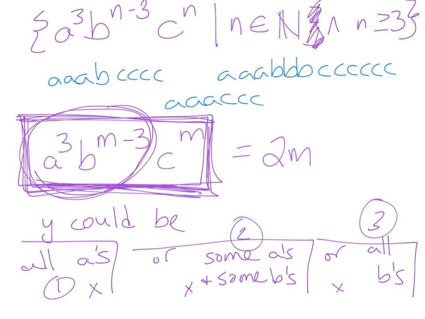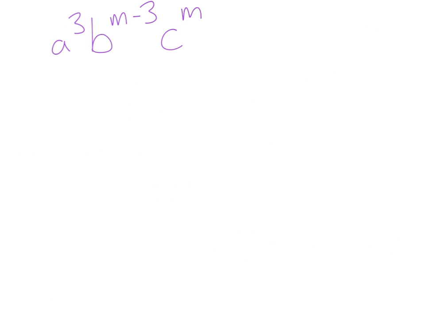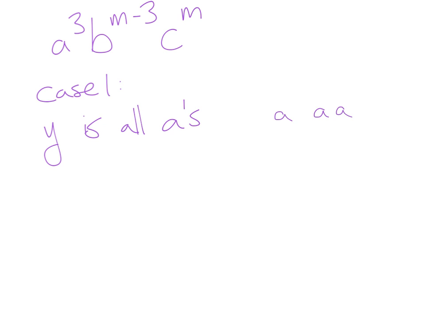So let's take a look at how the proof's going to go. We're going to have 3 cases. Case 1: suppose that Y is all a's. Now, in this case, we know that Y can only be one of 3 things if it's all a's. Y could be the string a, it could be the string aa, or it could be the string aaa, because we only have 3 a's. But that's okay, I don't care about that.